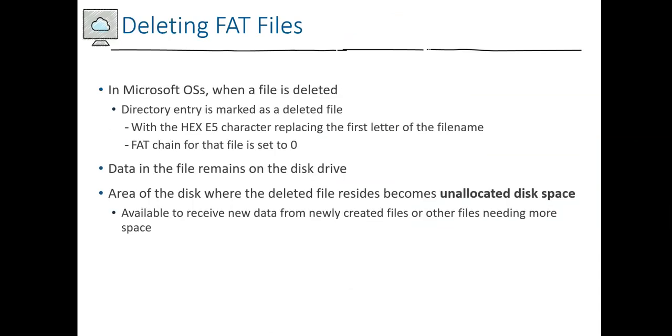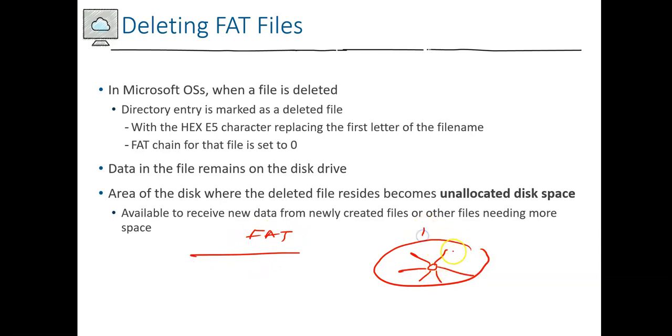Deleting a file: when you delete a file, Microsoft does not delete the file, it deletes the name. For example, I create a file, and this is the hard drive. I have a table called FAT, F-A-T. For example, I have locations number 1, 2, 3, 4, 5, 6, a simple scenario. So I create a file called a.doc. This is the file name, a.doc, and this is its address, location number 6.